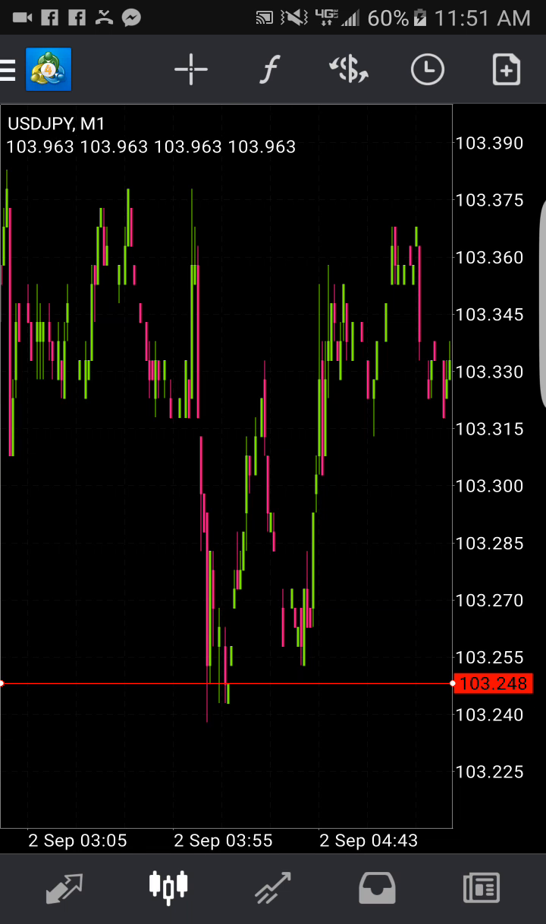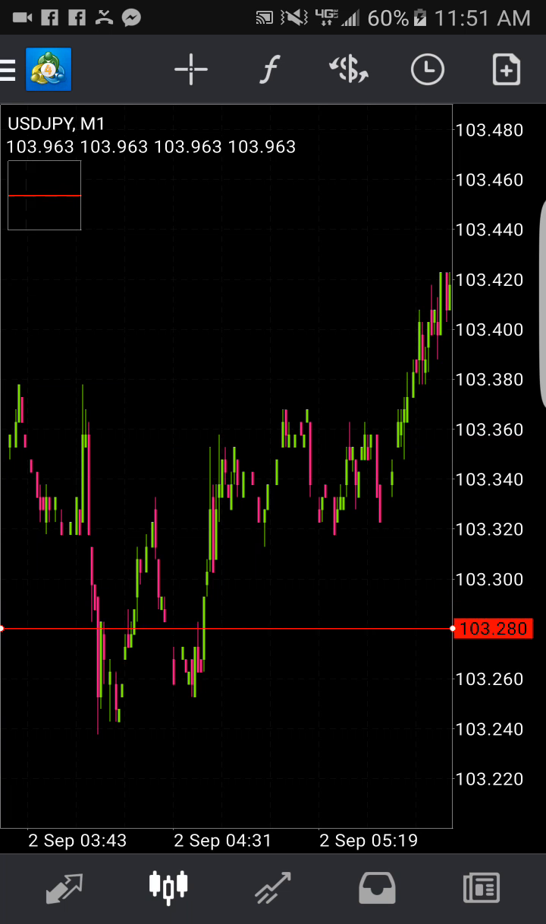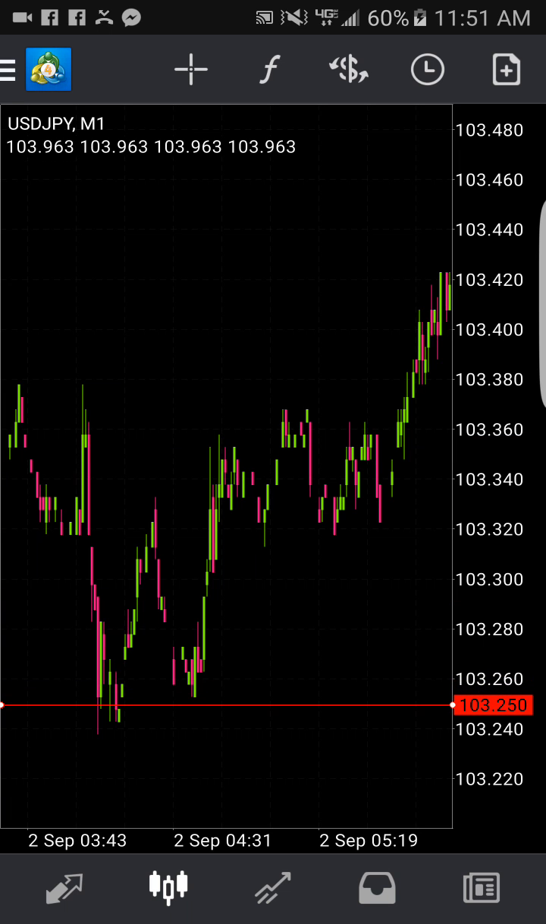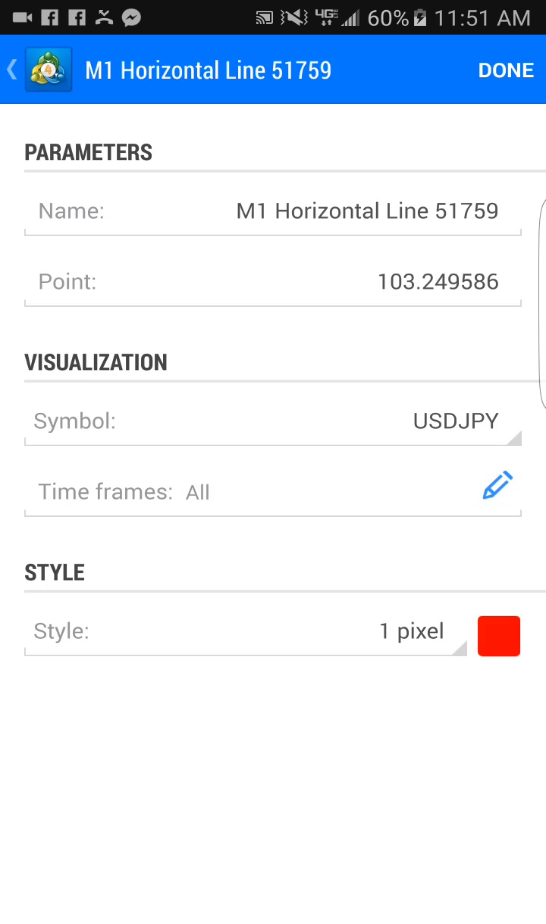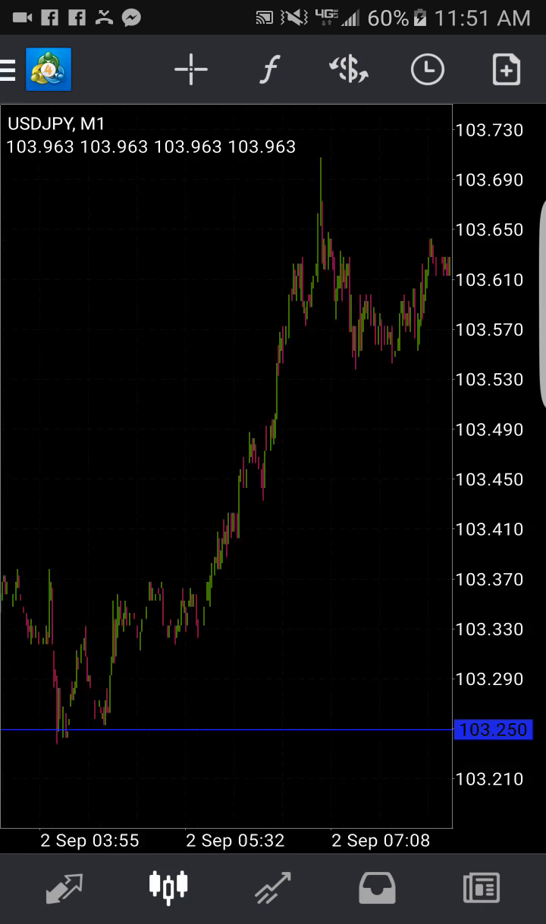So let me just make this blue. Oh, sorry, I deleted it. Let me make it blue though. So that's my other gap.